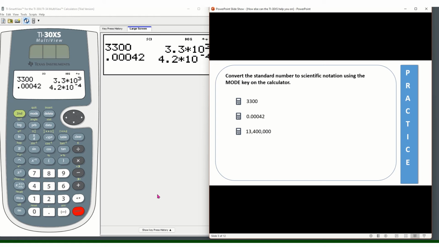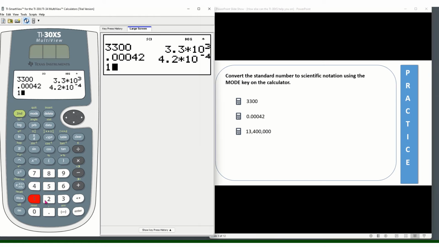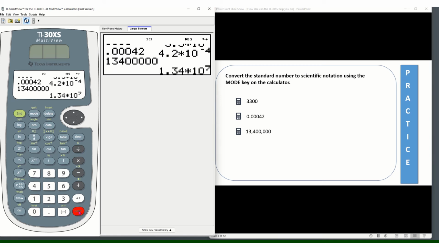Let's look at a third example, 13,400,000. So I'm going to type in 13,400,000, hit enter, and I get 1.34 times 10 to the seventh power. So there it is, folks, how you can change the setting on your calculator so you're able to convert a standard number to scientific notation with the calculator.